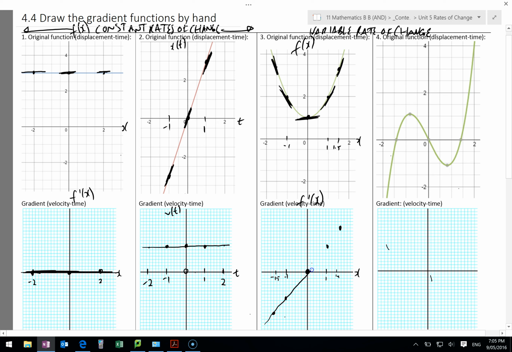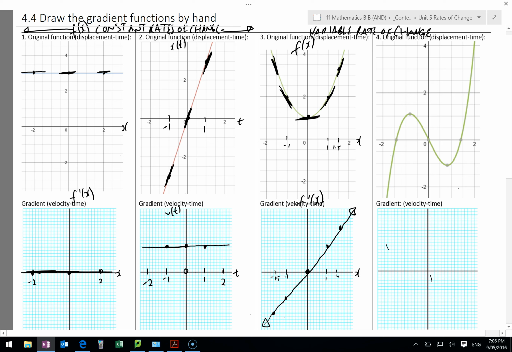So our gradient function there clearly isn't constant. Depending on the x value, I might get a positive slope, or I might get a negative slope, or I might even get a 0 slope in the middle. That's why it's called a variable rate of change.